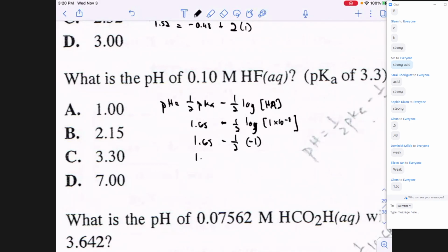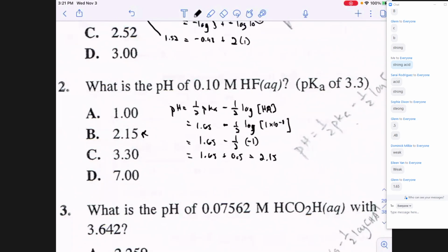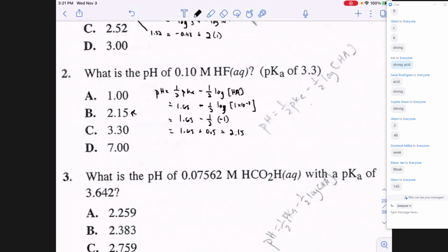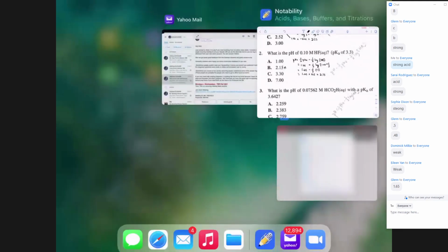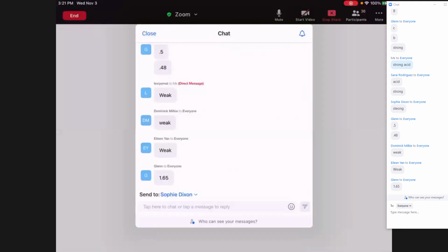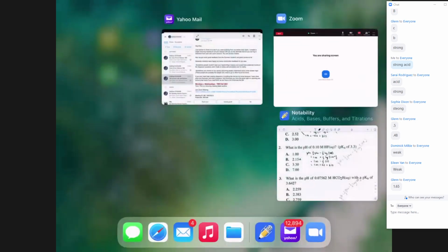So then 1.65 plus 0.5 gives us what? 2.15. Leading us to this answer choice. Any questions on that? Okay.